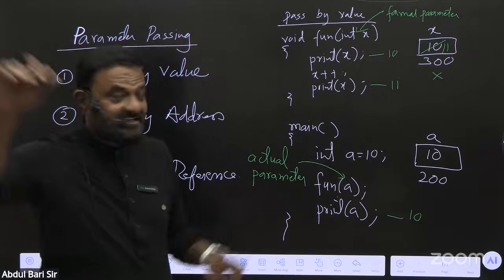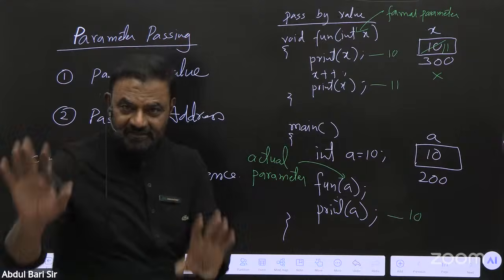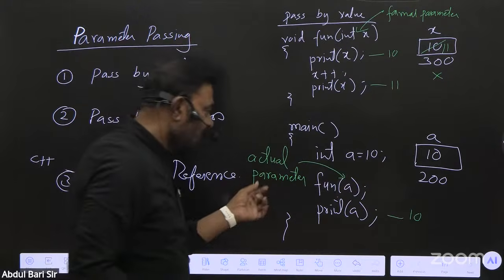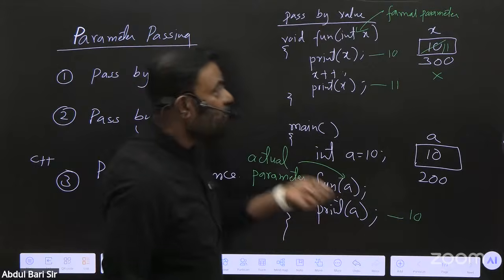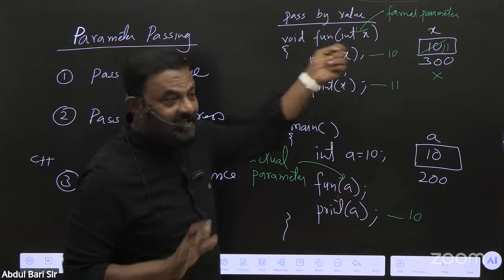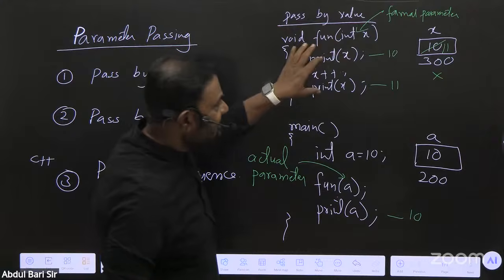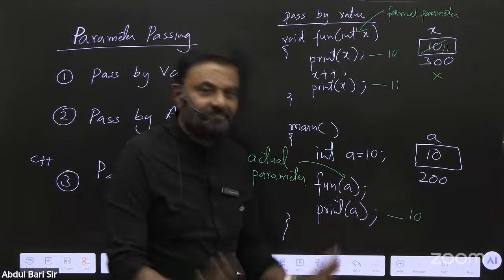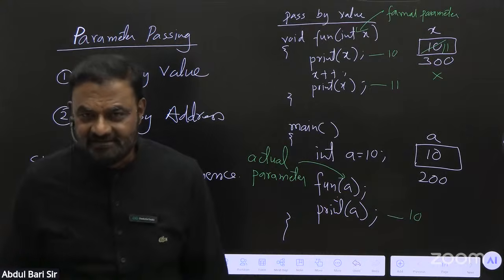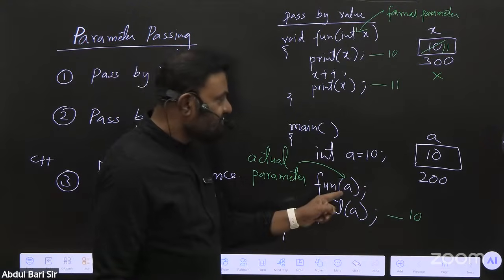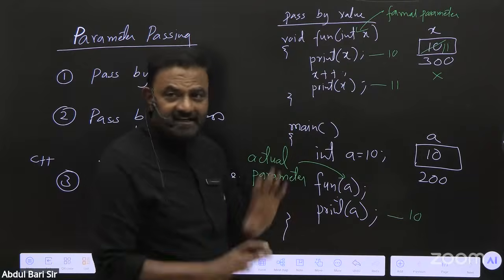Now, let us describe what is call by value. Listen carefully. In call by value method, the value of the actual parameter is copied inside the formal parameter. And if any changes are done to the formal parameter, that will not affect the actual parameter. That's it. And what is the syntax for passing? You just have to say A and just X here.